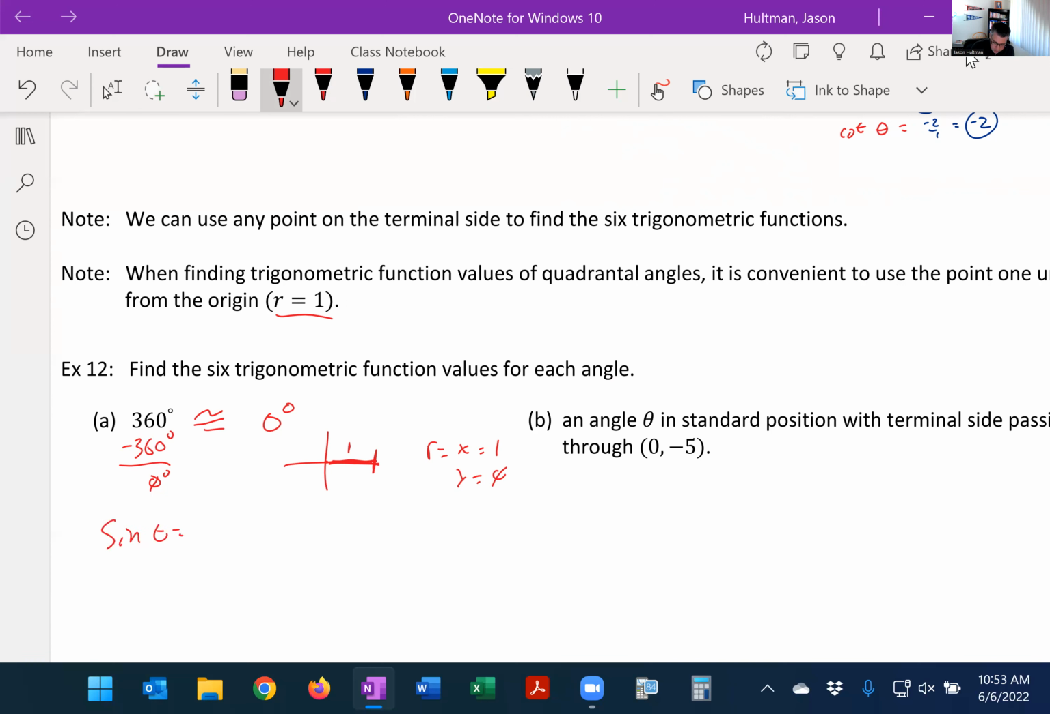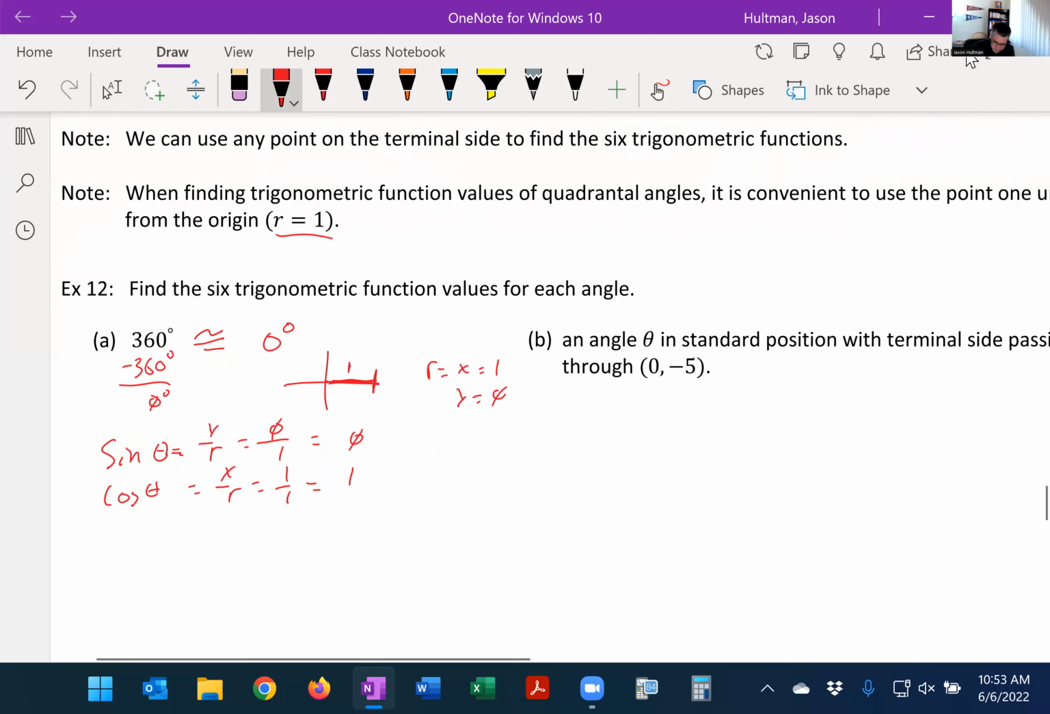Sine of theta is equal to y over r, which is 0 over 1, which is 0. The cosine of theta is equal to x over r, which is 1 over 1, which is 1. The tangent of theta is going to be y over x, which is 0 over 1, which is 0.